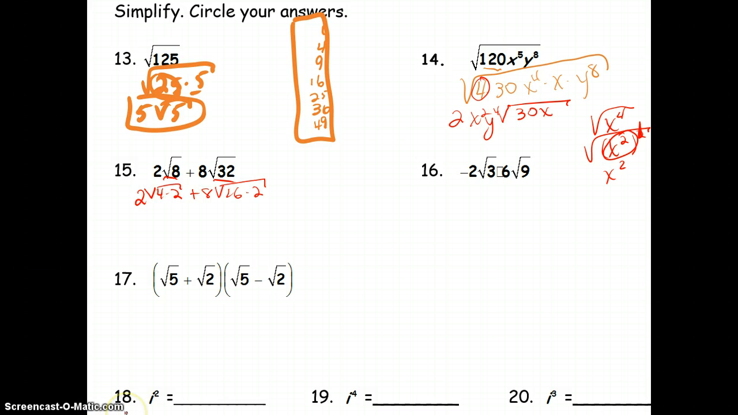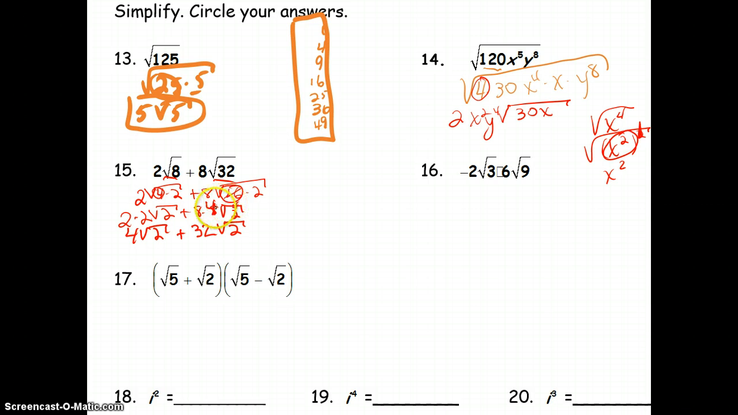I've rewritten our numbers under the radicals as combinations of square numbers from our list and other numbers. When we pull numbers out, the square root of 4 is 2. We're still left with a 2 under the square root. And when we pull out 16, it becomes 4. Once it comes outside, we have the square root of 2.